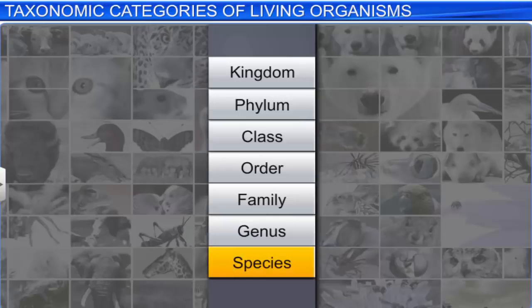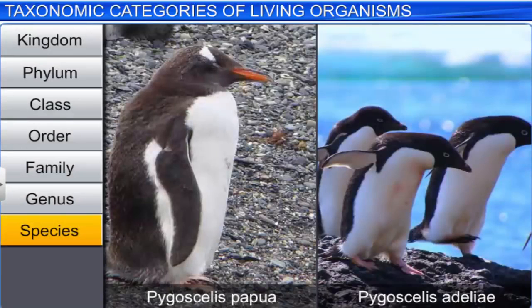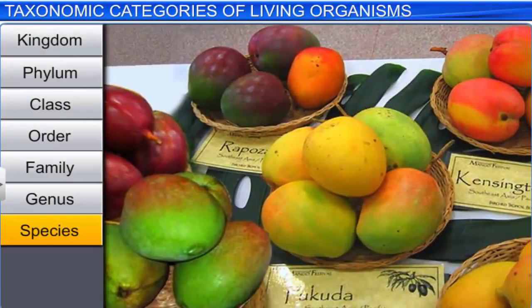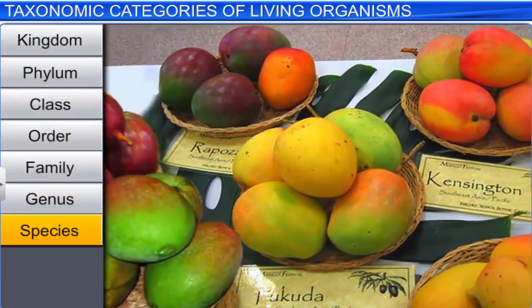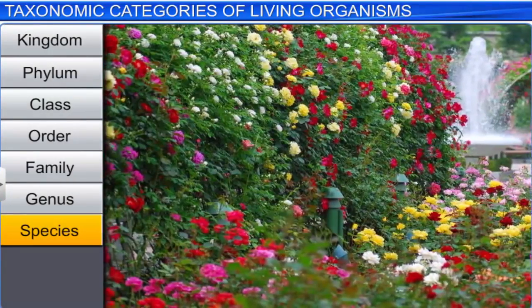Species is the basic rank in a taxonomic category. It is a group of individual organisms with fundamental similarities. You can distinguish one species from another closely related species based on morphological characters. Think of the varieties of mangoes available in the market, or the different species of rose in the garden.